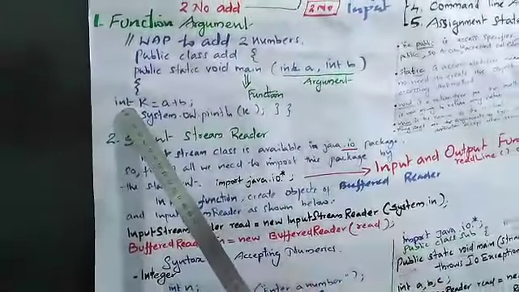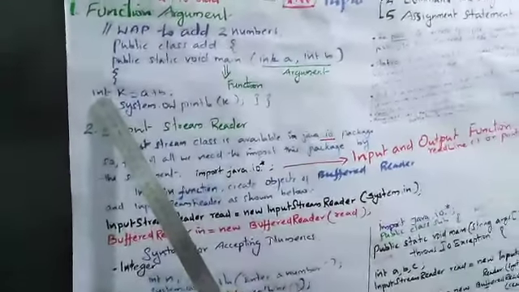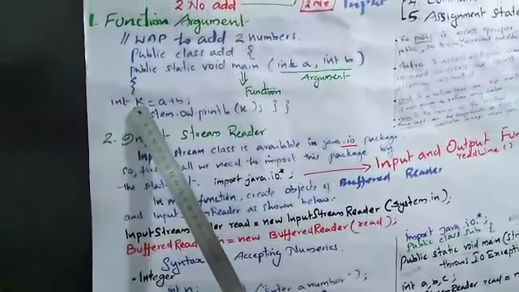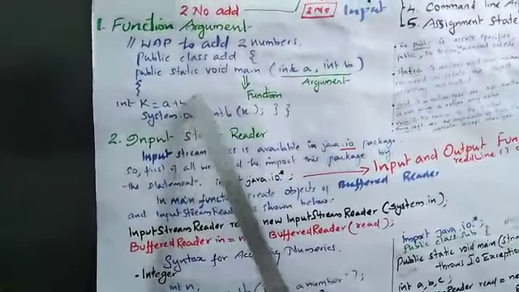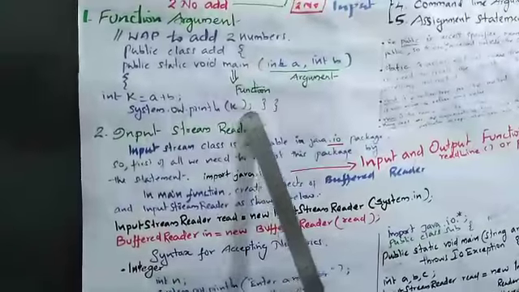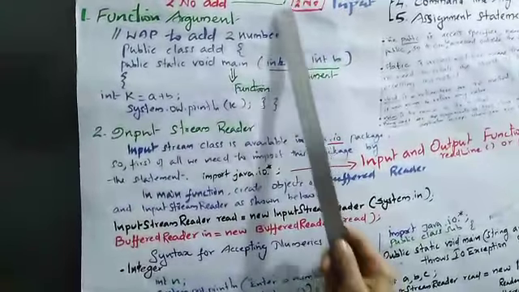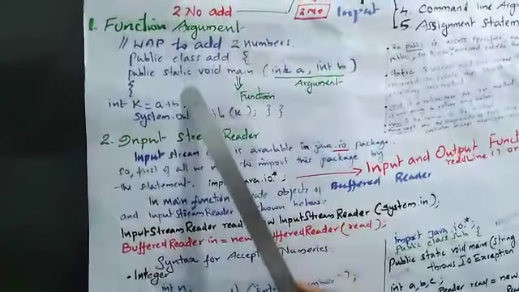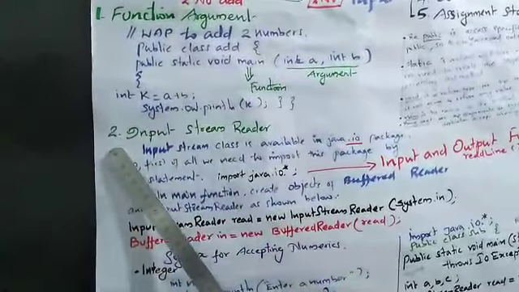Now here we are using one more data type, integer data type int, and one variable: k equal to a plus b. Then what do you have to print? System.out.println k. So k you have to print. And this is which method? Function argument. Now the second one, what was that?